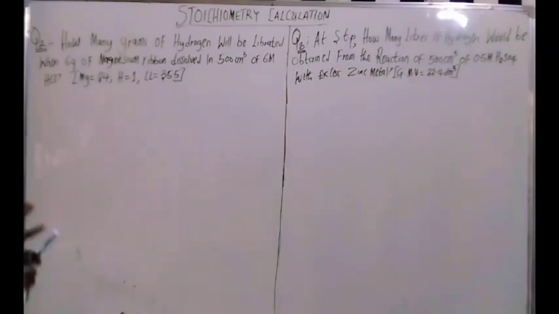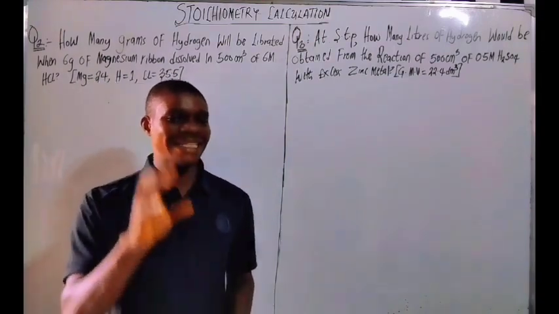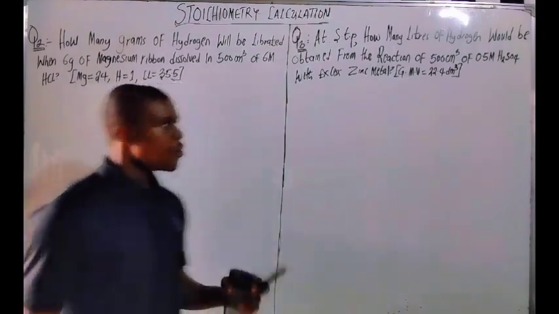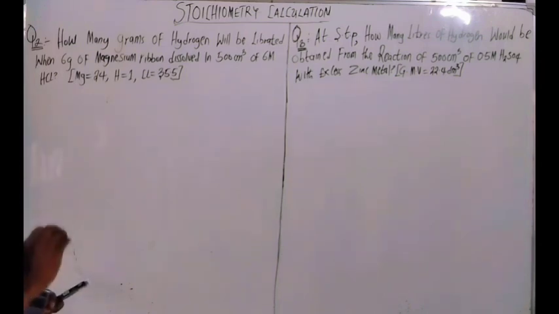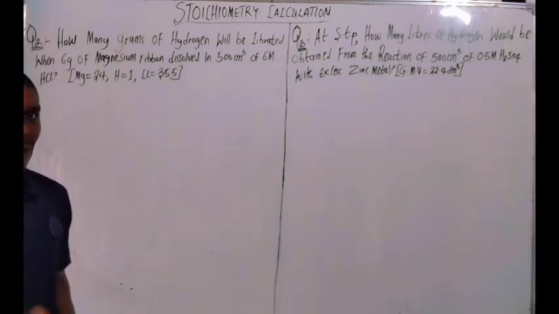So the first thing to do here, remember that in stoichiometric calculation, you must write a balanced chemical equation. For this question here, the balanced equation was not given to us. So now let's see how we can get a balanced chemical equation from here.